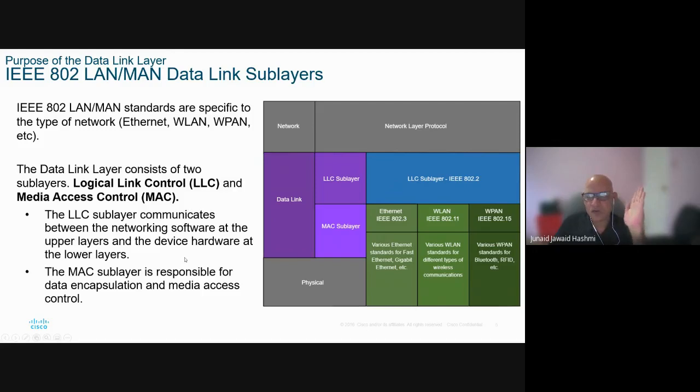So for now, if in the exam or even in a job interview they ask you a question, trust me, this question can come up, because they want to assess your networking knowledge. In many job interviews they ask about OSI layers. So the data link layer is divided into two sublayers, LLC and MAC. LLC communicates with networking software at the upper layers, and the MAC sublayer encapsulates data and accesses media. Simple.